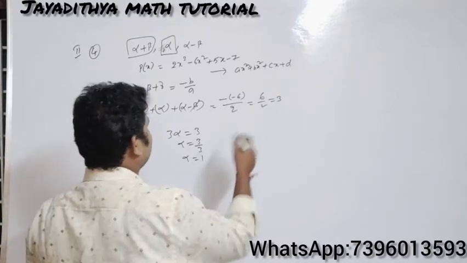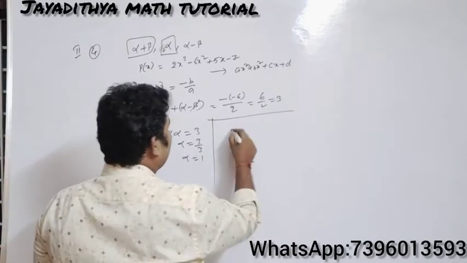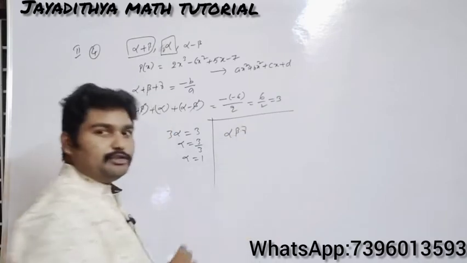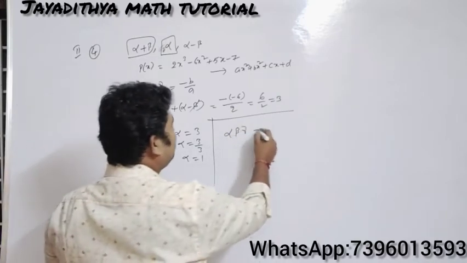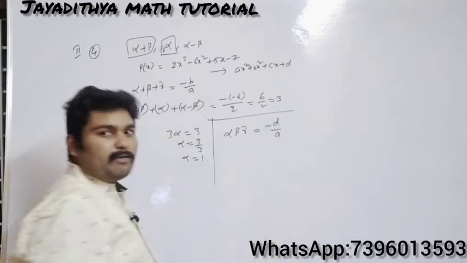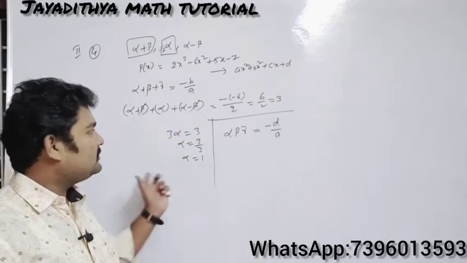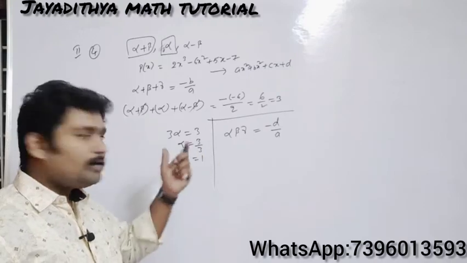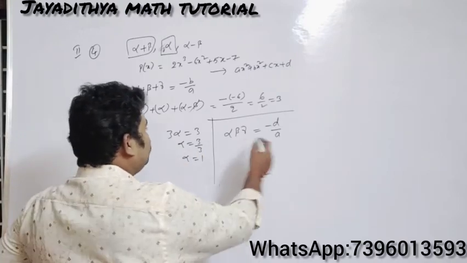Now go for the next case, and you check the product of zeros here. Alpha, beta, gamma must be equal to how much? It should be equal to minus d by a. Alpha, beta, gamma must be equal to minus d by a. So these are the results you should learn by heart. Okay, so alpha, beta, gamma.